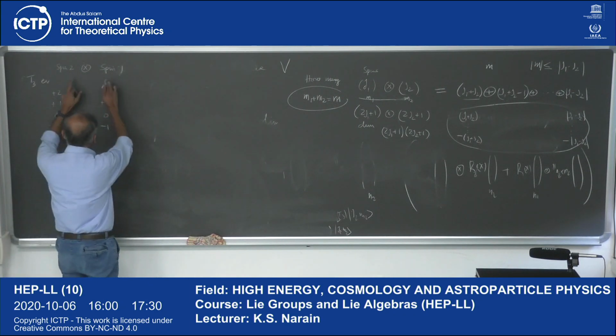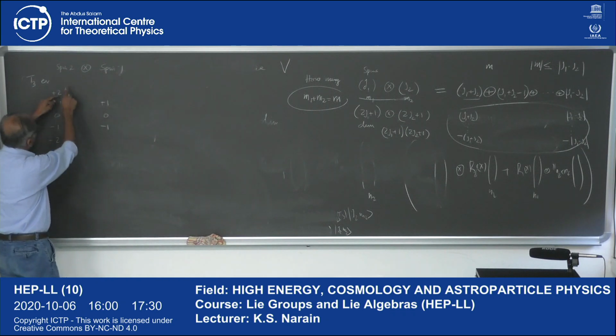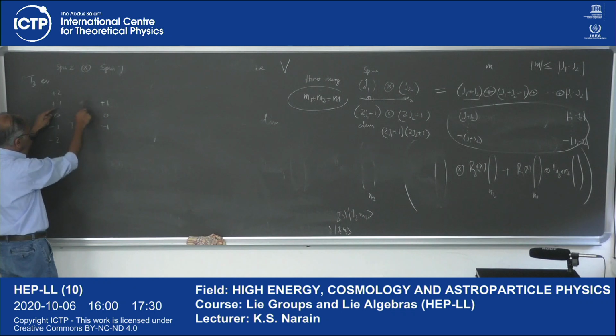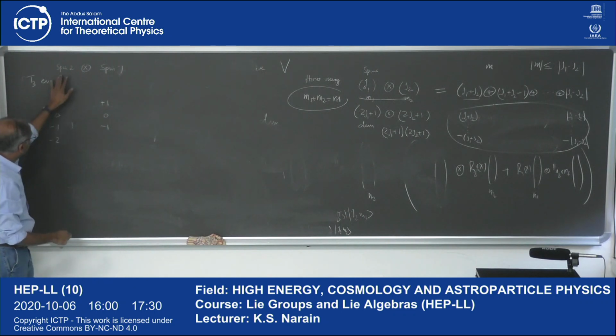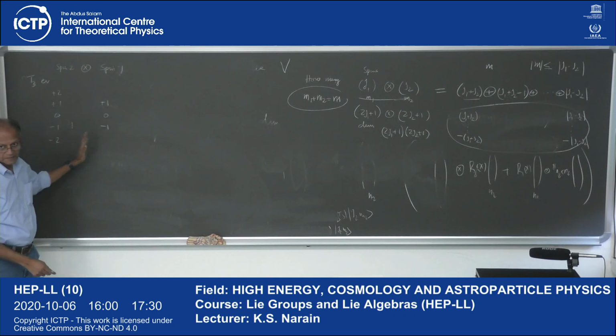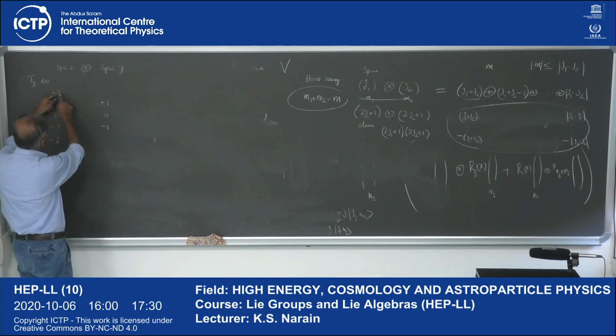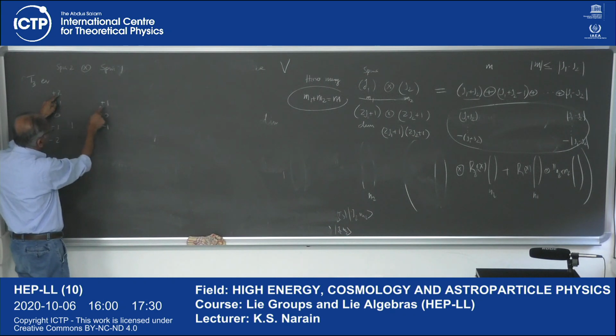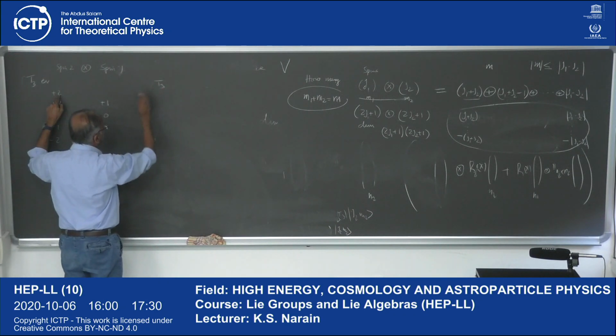Now, when I do the tensor product, I can take the product of this state with that state, this state with that state, and so on. So the total dimension is 5 times 3, which is 15. Now let's take each of these states, couple these two, and put this times that. What is the T3 eigenvalue of that?